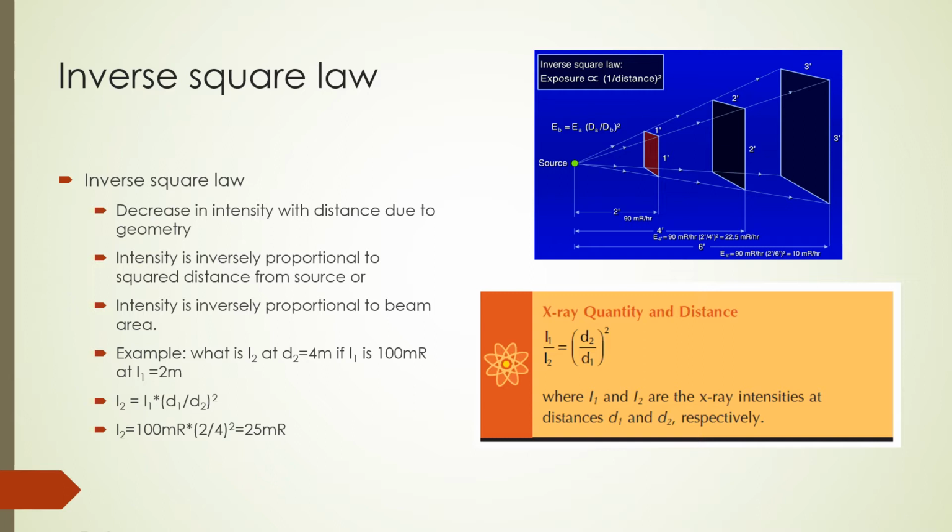You can also go the other way with this exercise. If distance is cut in half, exposure should increase by a factor of 4, and if distance is cut by a third, exposure should increase by a factor of 9, and so on.